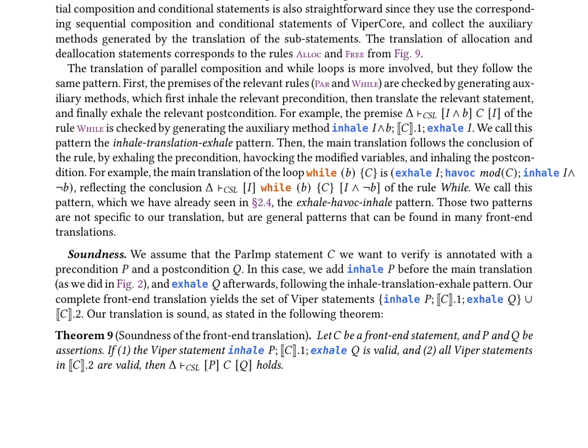The soundness of the front-end translation is stated in Theorem 9, which assumes that the PAR-IMP statement C we want to verify is annotated with a precondition phi and a postcondition psi. The complete front-end translation yields the set of Viper statements: inhale phi, C.1, exhale psi, union C.2, and is sound if the Viper statement inhale phi, C.1, exhale psi is valid, and all Viper statements in C.2 are valid.